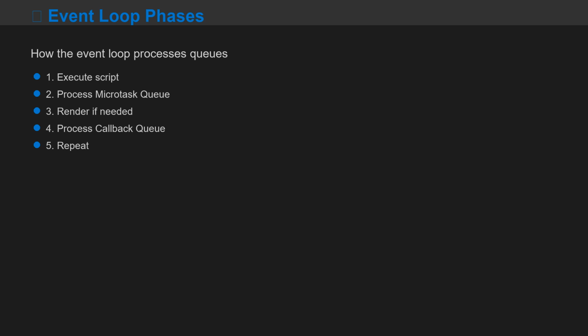First, it executes the current script. Then it processes the microtask queue. After that, it may render if needed. Then it processes the callback queue, and finally it repeats this cycle.